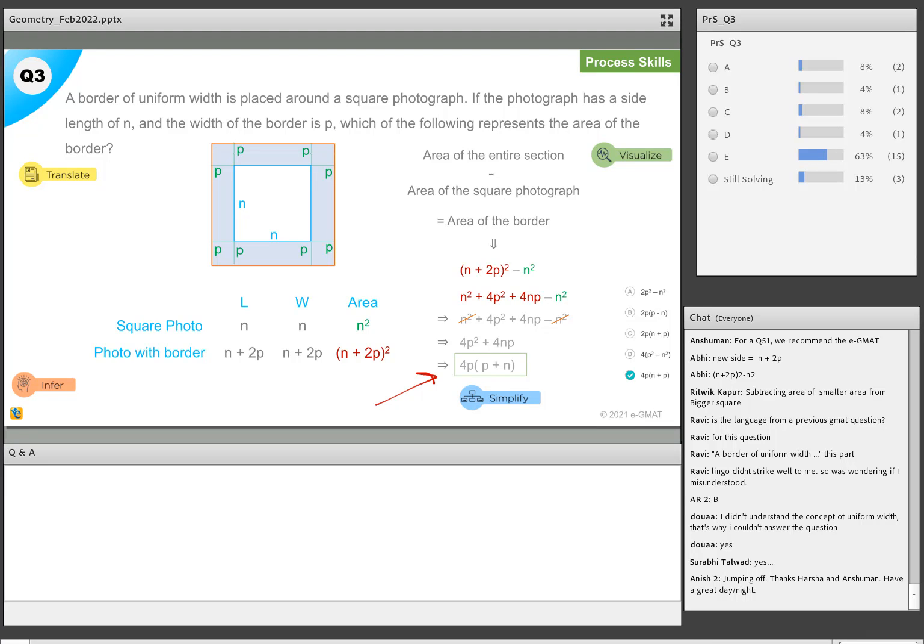Okay. So there were some of us who did not get this answer. A, B, C, and D were also chosen. For those of you who did not choose this, is this clear? Any doubts?